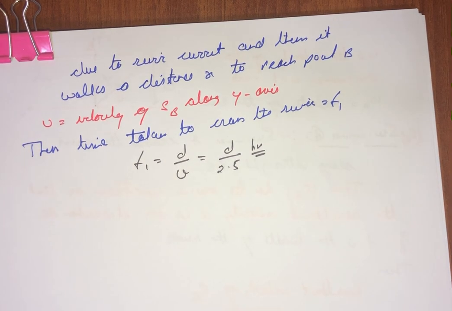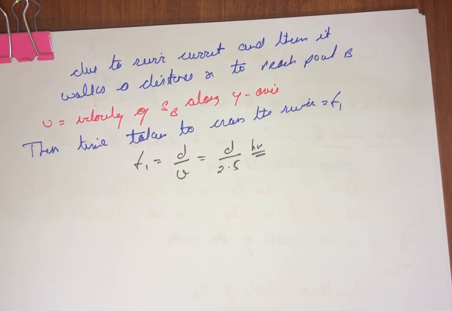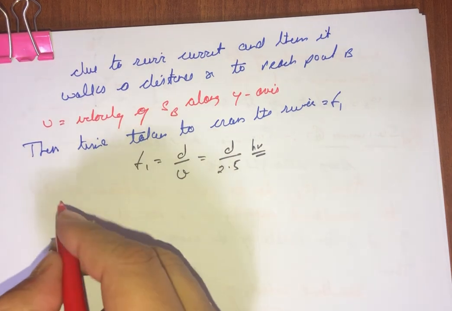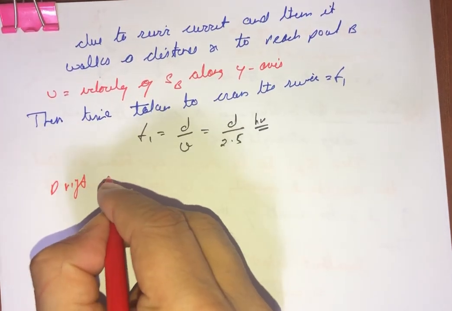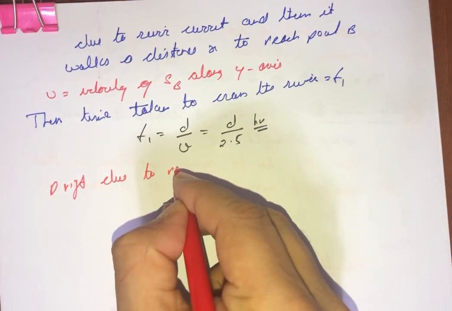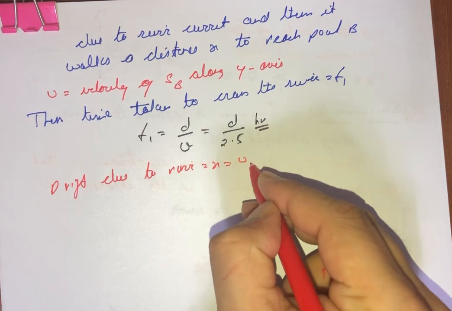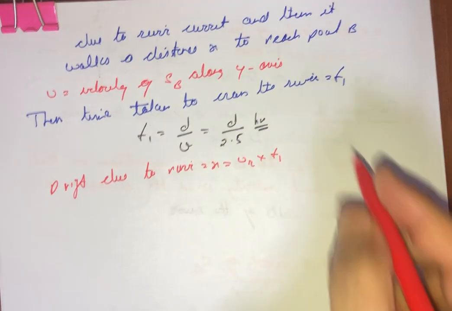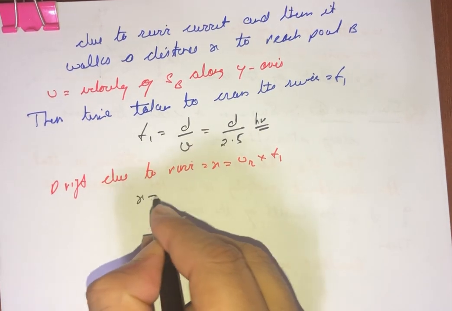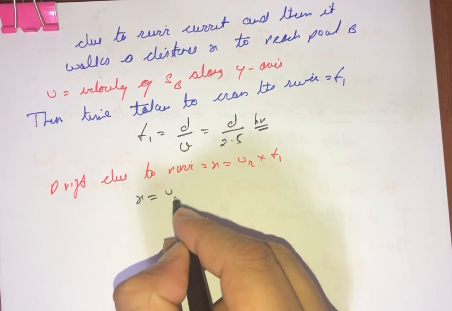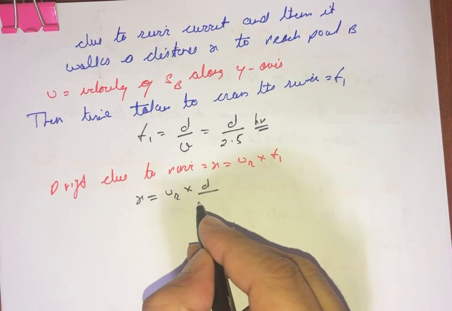Okay, next we are going to find out how much time it is going to take to cover the distance x. Okay, but the drift due to the river, which is equal to x, will be given by the velocity of the river multiplied by time t1. So we can find out that x will be equal to vr into d divided by v. We already know the value of v, that is 2.5.